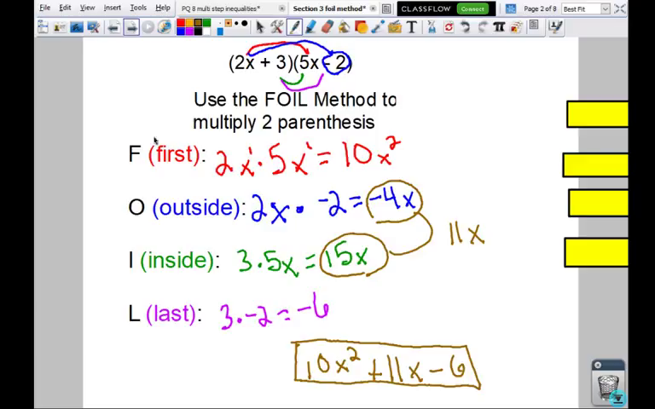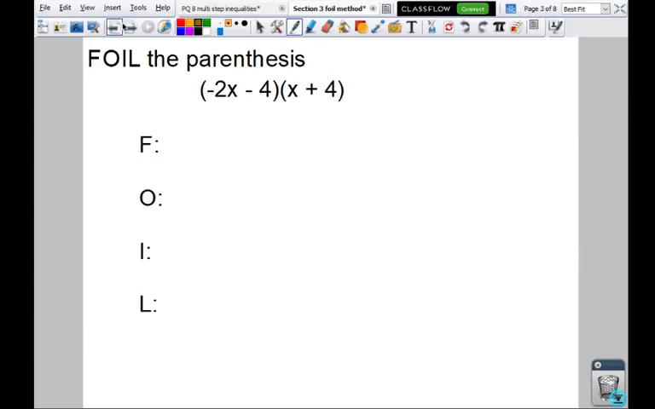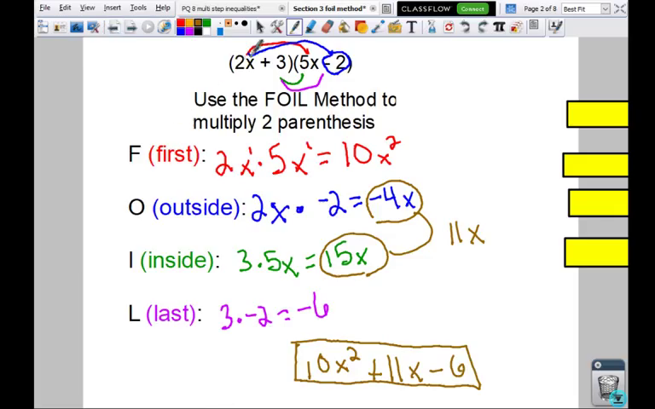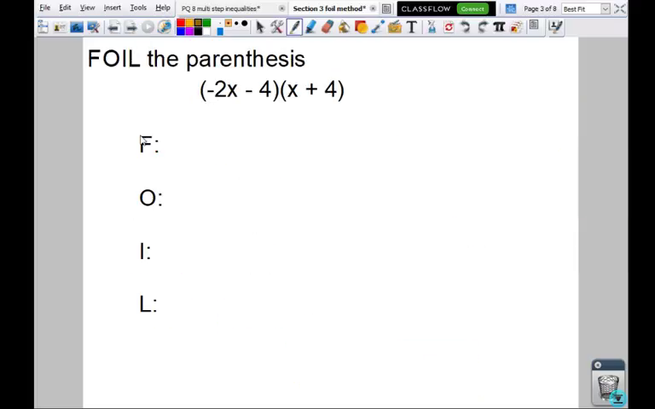I did color code them. So first is in the red, outside in the blue, inside green, last is purple. If you're colorblind, you're screwed.